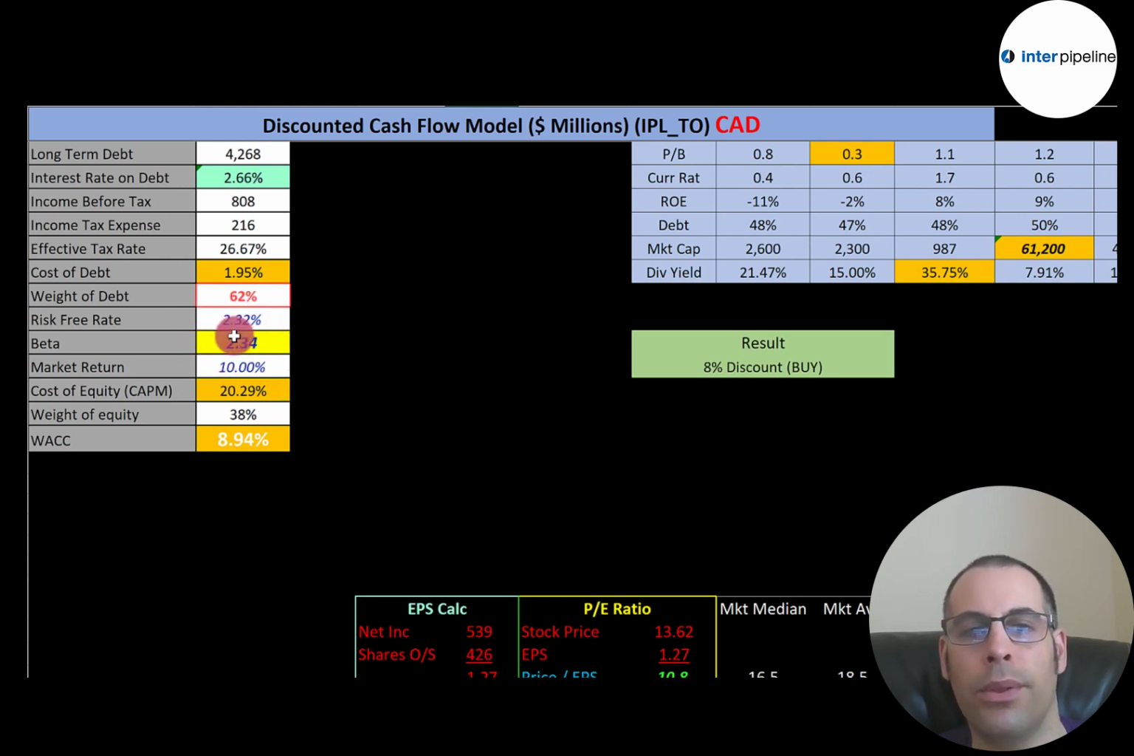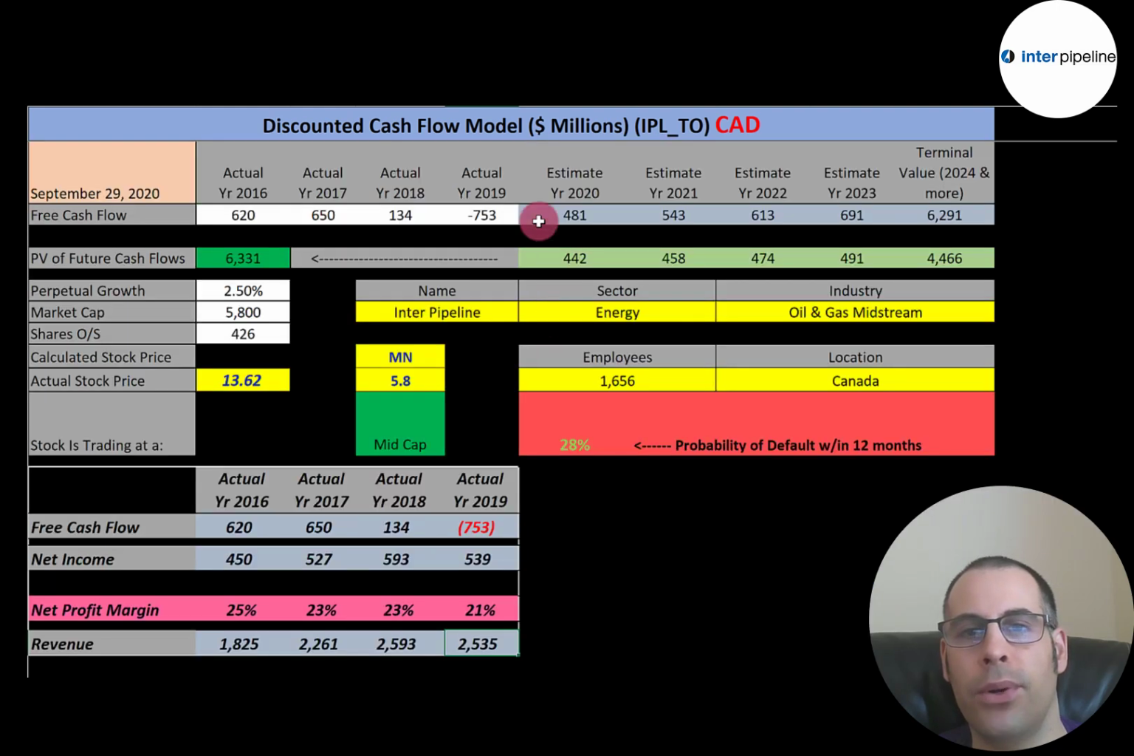The stock moves more than 2 times the Canadian market, and their WACC is 8.94%, which is a blend of the cost of debt and cost of equity, and that's a discount rate we're going to apply to the future cash flows. We estimated 4 years of future free cash flows. We also estimate a terminal value, which is all cash flows past year 4, at 6.3 billion Canadian dollars. We discounted those numbers back to today using the weighted average cost of capital.